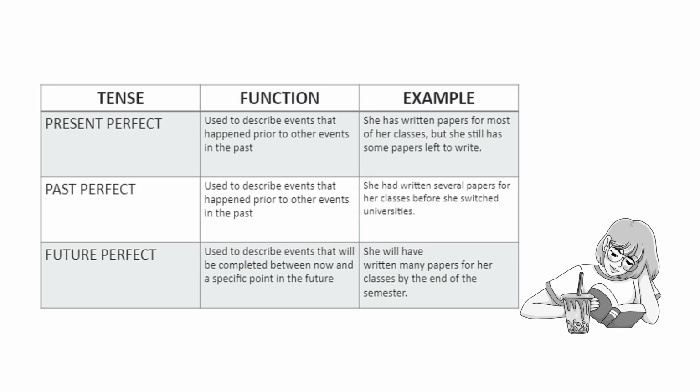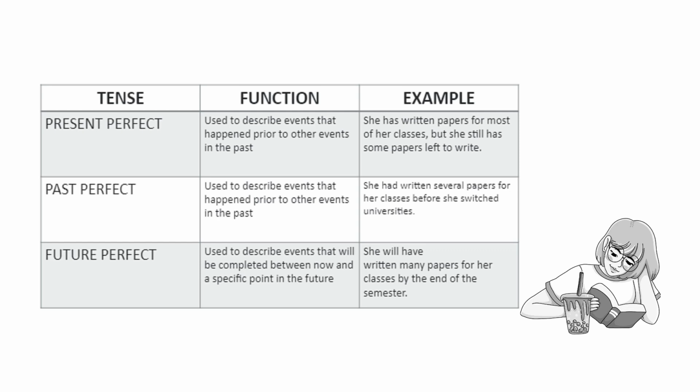She has written papers for most of her classes, but she still has some papers left to write. Here, she is the subject, written is the past participle of the verb, and papers is the object. I have not mentioned the last part of this sentence because it is not our main focus for now. Also, as you can see, we have used has before written because the subject is she. I hope that this sentence is clear to you.